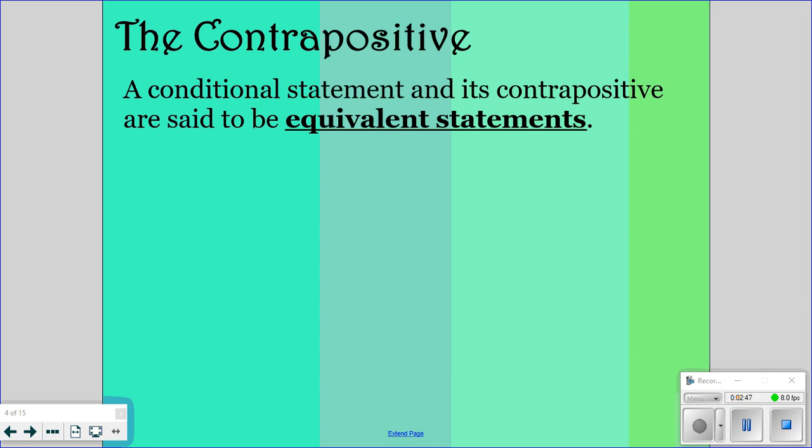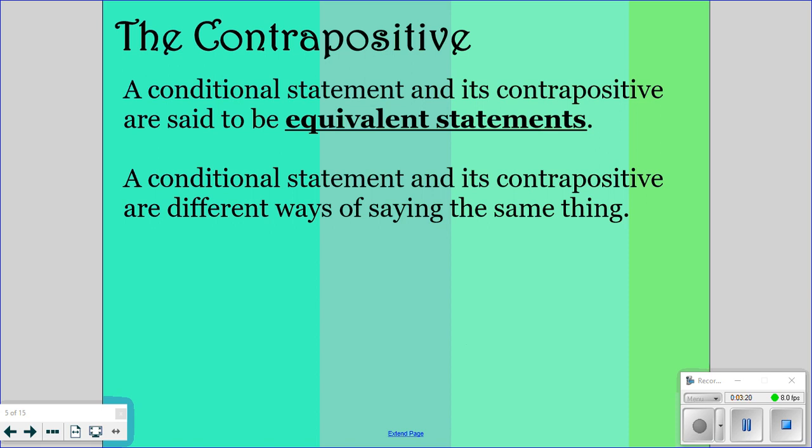Contrapositive and a conditional statement are going to be equivalent statements. That means that if the conditional statement is true, the contrapositive is also true. And if the conditional statement is false, the contrapositive is false. So the statement, if you're wearing a red shirt, then you are a male today. That statement, if it is true for whoever is wearing red, if anyone is wearing red, then the contrapositive is also going to be true. So a conditional statement and the contrapositive are basically just different ways of saying the same thing.